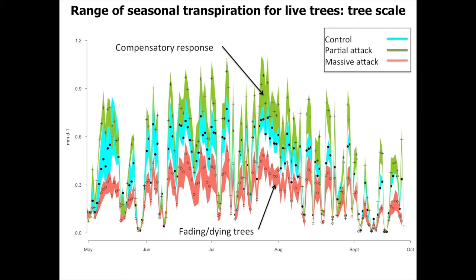So what we can see is that the fading trees are still physiologically active and still coupled with the atmospheric drivers. And the same thing with the compensatory response, which is the green. The compensatory response, again, are healthy trees in this partial attack stage.